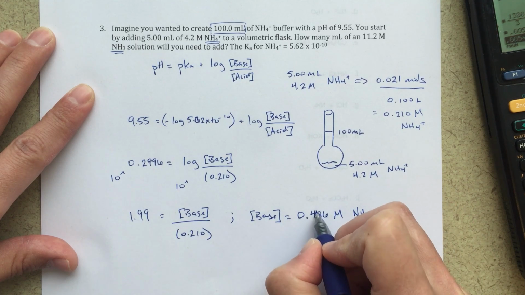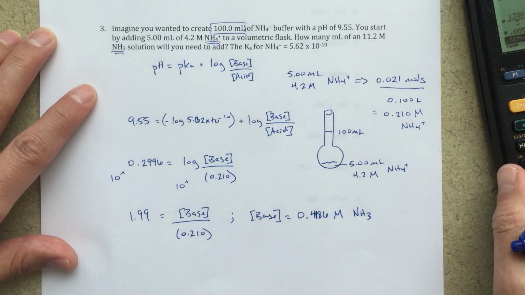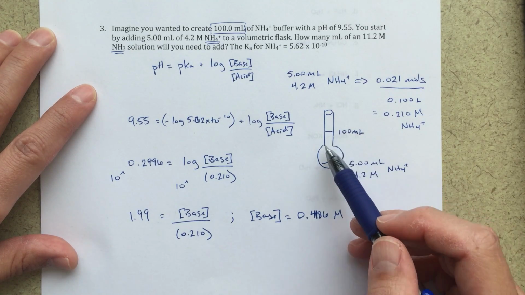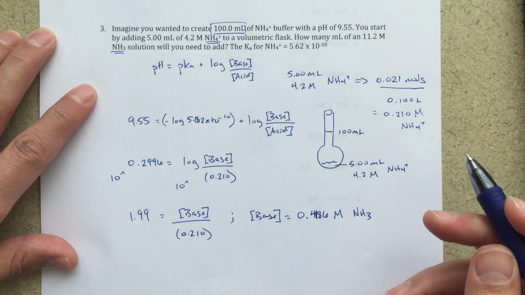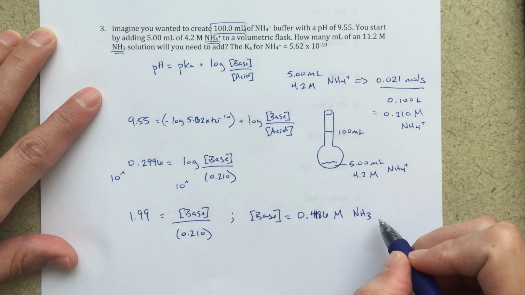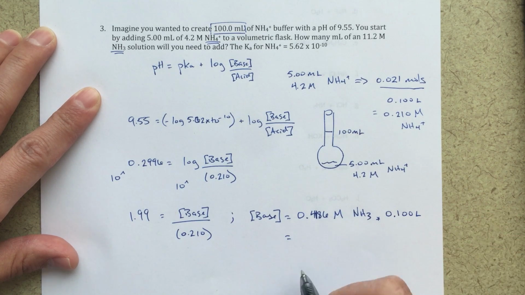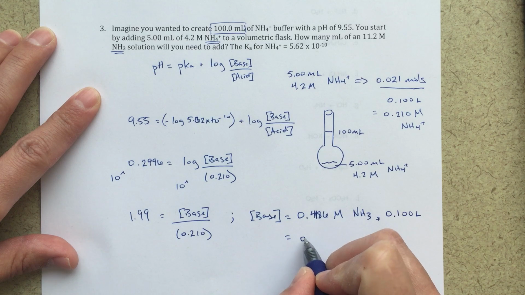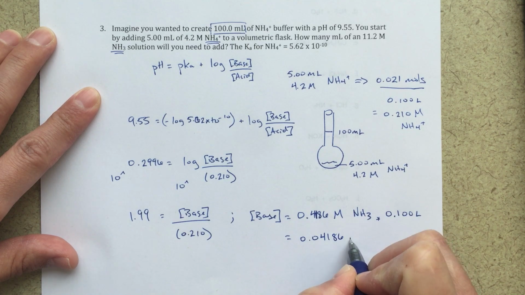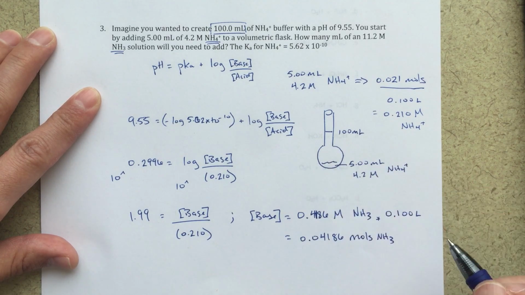NH3. So this is really telling me what I'm shooting for: a concentration of base of 0.4186 molar NH3. Now the question becomes, how do I get 0.4186 molar NH3 into this 100 milliliter solution? The first thing I would do is figure out how many moles that is. In 100 milliliters, I multiply this molarity by 0.100 liters, which tells me I'm looking for 0.04186 moles of NH3. That's how many moles of NH3 I need in my solution so that I end up with the correct pH.